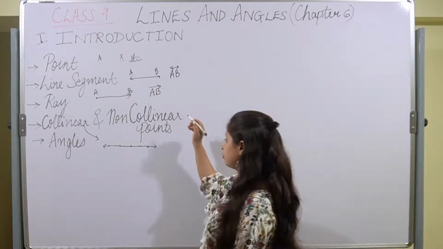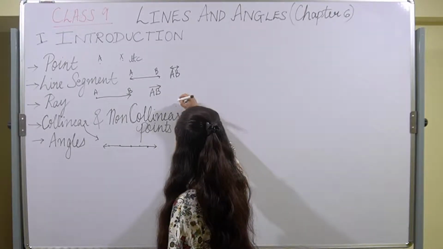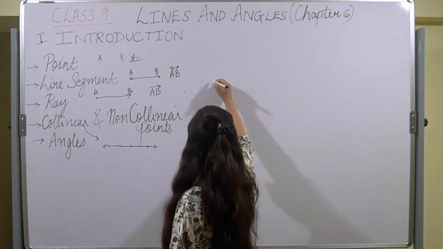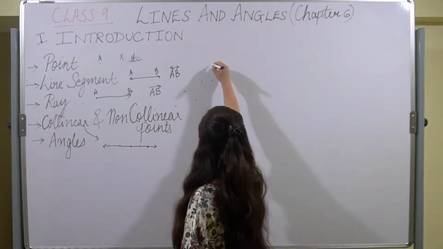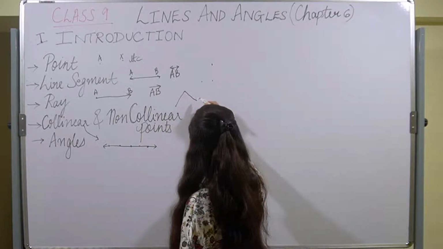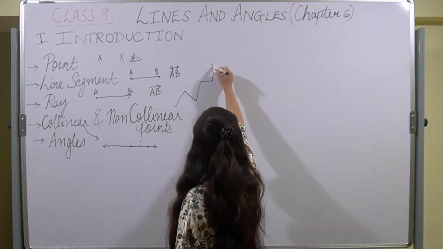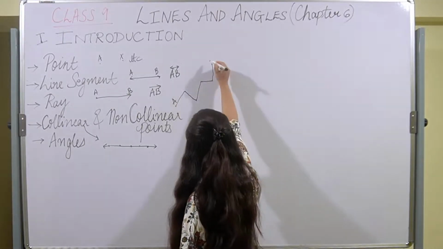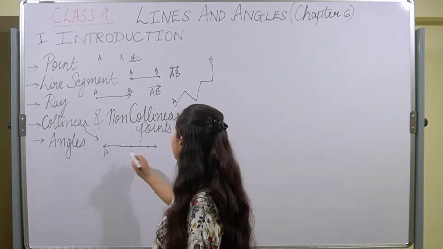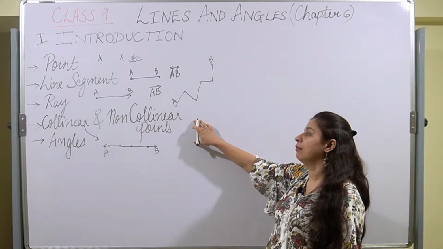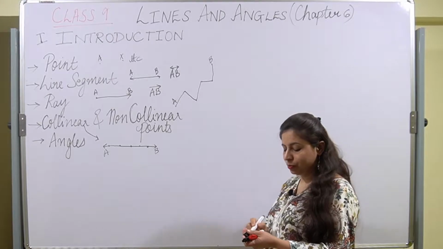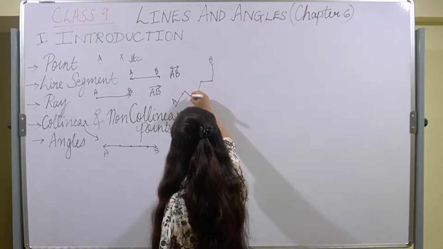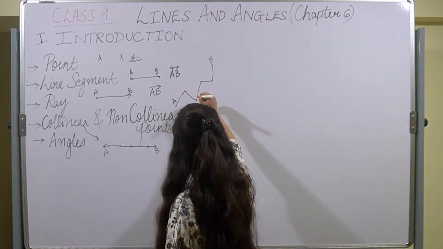Non-collinear points. Suppose my points are 1 point here, 1 point here, 1 point somewhere here, and if I join them, I will not get a straight line, rather some zigzag pattern. Then the points obtained on this zigzag pattern are said to be non-collinear points.